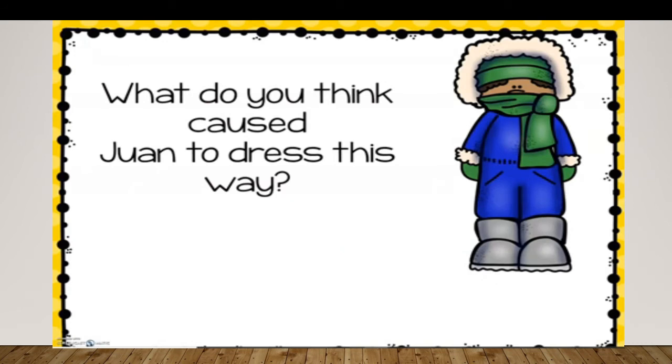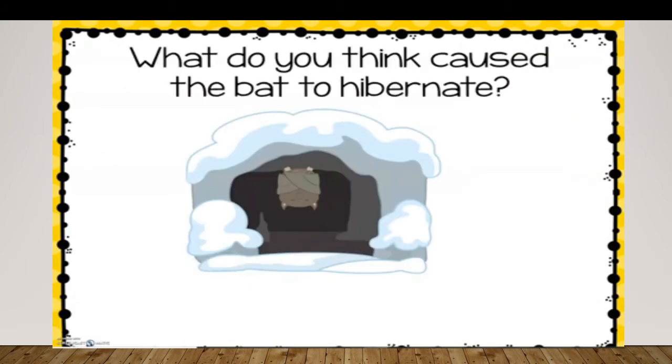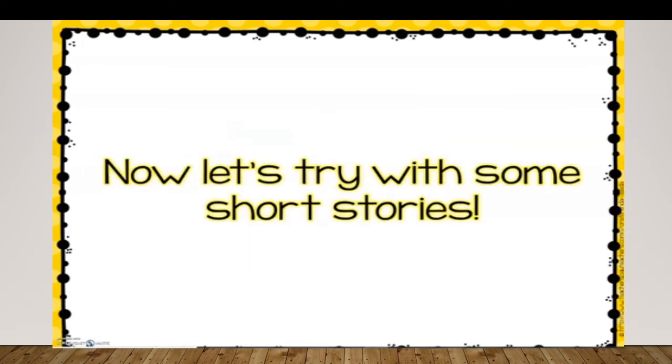Now, why do you think Juan is dressed up this way? Because it is very cold outside and snowy, so he's wearing a coat and scarf and boots. What do you think caused the bat to hibernate, sleep in the winter? Of course, the winter. So what happened first? First, the winter came, and then the bat slept.